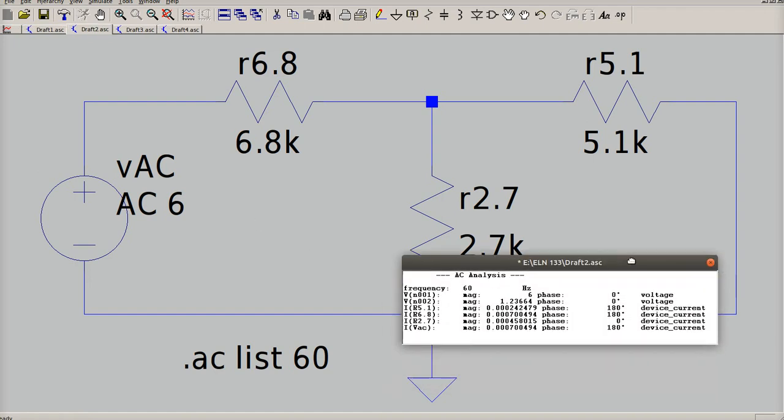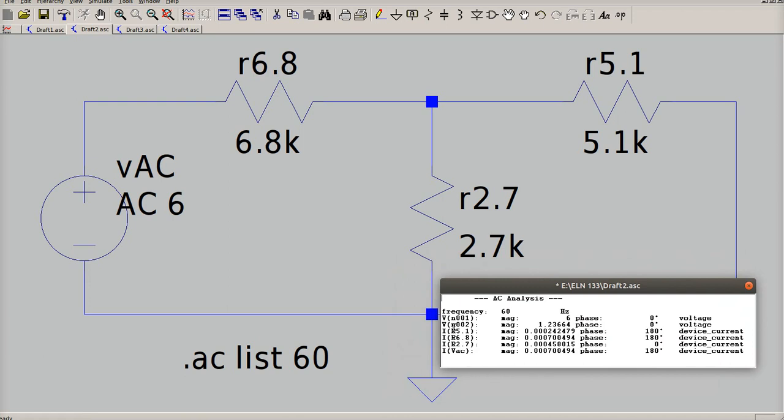If I run it, what you see is you get your voltages. So I get 6 volts AC between this point and ground. I get about 1.23 volts between this point and ground, so you know the voltage drops across each resistor, or can calculate them. And also what SPICE does is it tells you the current through each of the resistors. Now this is an AC current.